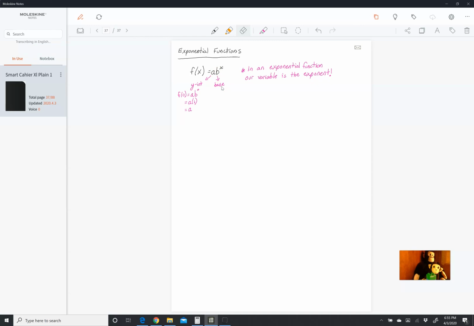The b is not equal to 0. If it were equal to 0, then we would have 0 to the x, and 0 to the x is 0, so this whole thing would be 0. It can't be exponential. It would just be a line at y equals 0. And b is greater than 0.